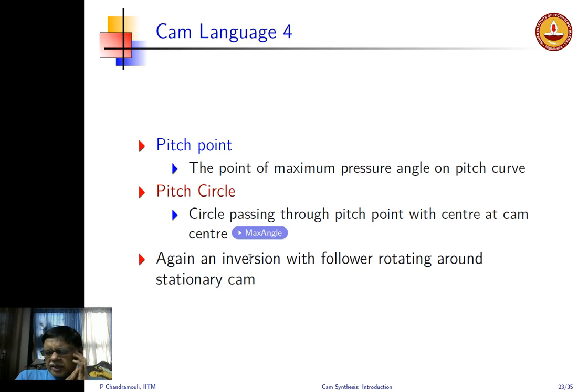If it is larger, then the side thrust force increases and you can have jamming in the bearing. To avoid that, we should keep this preferably below 45 degrees. The point of largest pressure angle is what we need to keep in mind. That is called the pitch point, and the circle that is drawn from the cam center passing through this pitch point is called the pitch circle. Okay, so now we have various terms defined in this lecture.